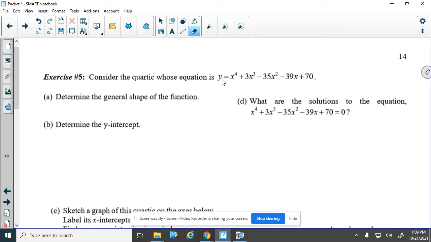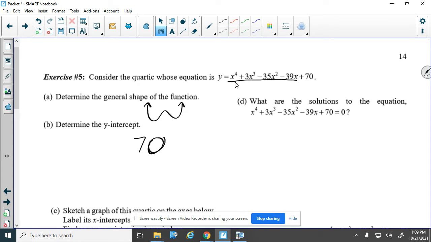On our last problem, we have a quartic equation. First, we're going to determine the general shape, and then we're also going to look at the y-intercept. We know our general shape of the function, because x to the fourth is the highest power, is going to be like this. So have some sort of shape, both sides point up. The y-intercept, if I plugged in 0, all of these terms would go away, and I would just have 70.